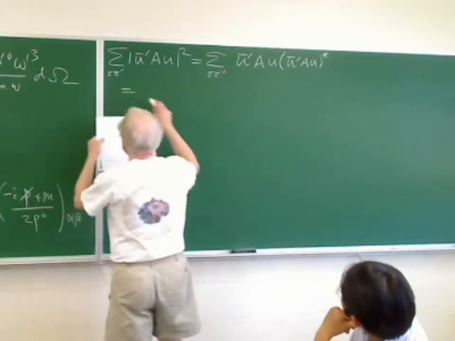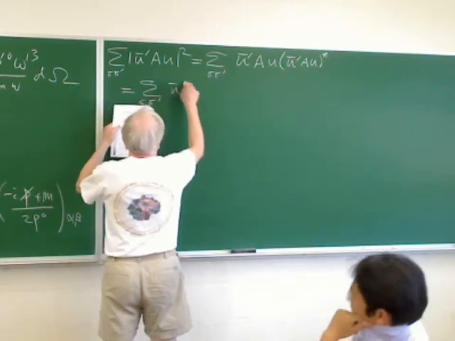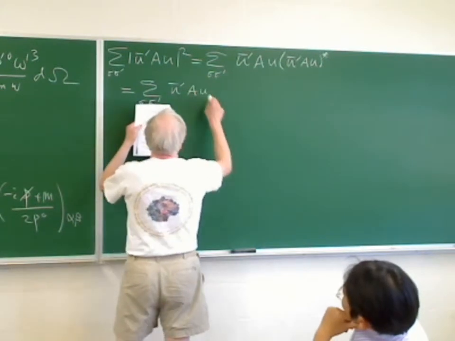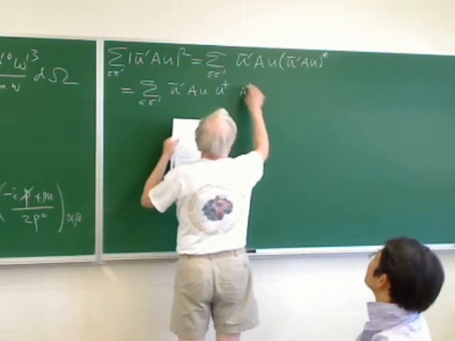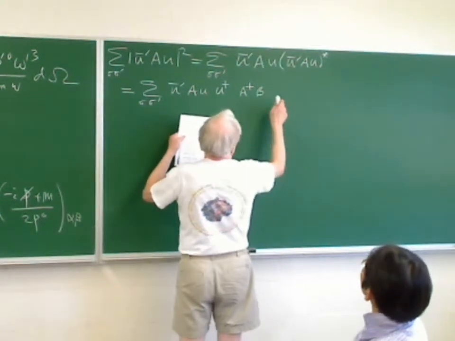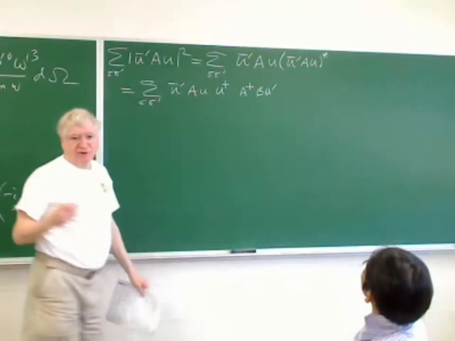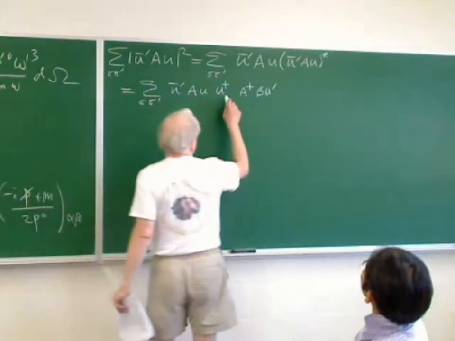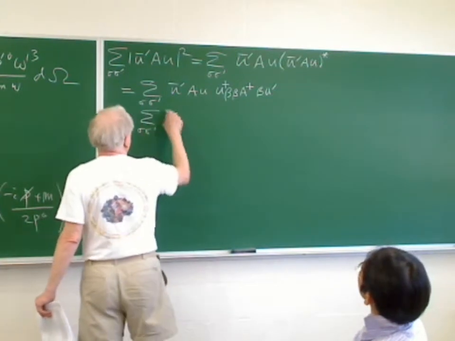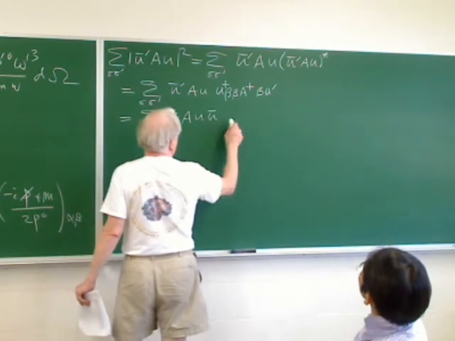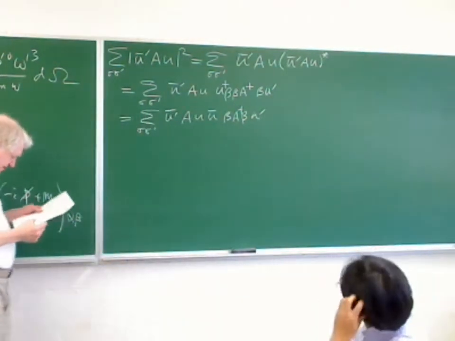And so this is the sum over sigma, sigma prime of U prime bar A U. And now when we do this, we get U adjoint A dagger. Beta is emission, so we just get beta U prime. But remember that I said to you that beta squared is 1. So we can stick the beta squared in here. And so now this is the sum over sigma, sigma prime, U prime bar, A, U bar, beta, A dagger, beta, U prime. So that's how we're going to do this.